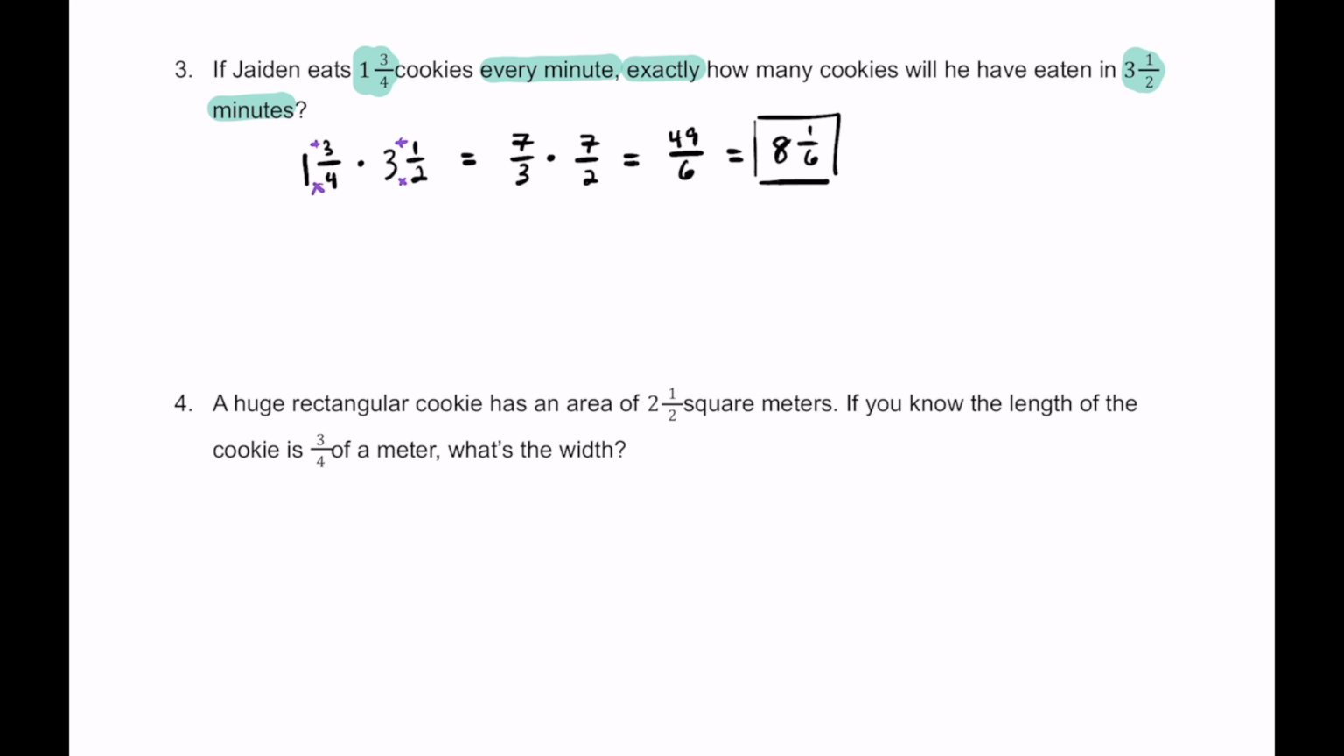Okay. If multiplication seems a little bit confusing at all, this can hopefully make sense. So in the first minute, Jaden would eat 1 3/4. In the second minute, he would eat another 1 3/4.